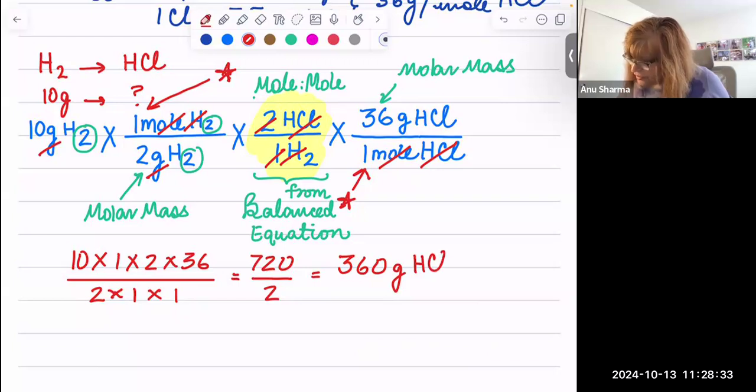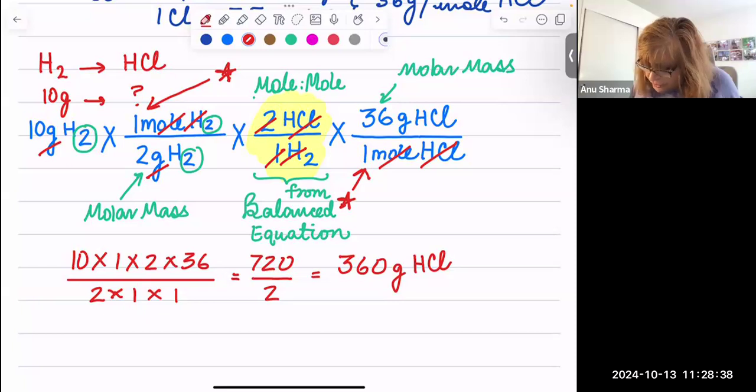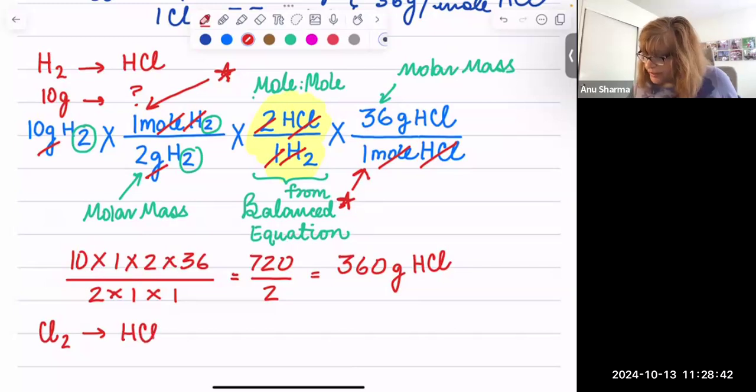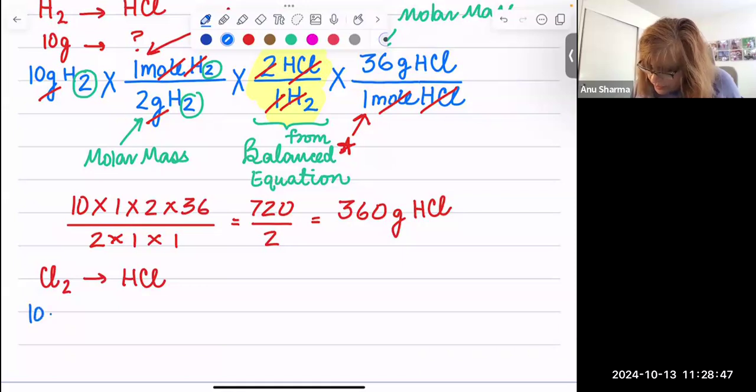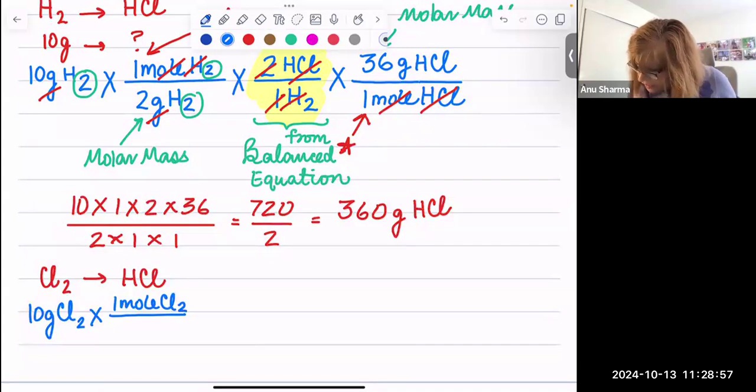HCl will be produced when 10 grams of hydrogen is used. Now let's compare the Cl2 to HCl. How much of that will be allowed? So same story: 10 grams Cl2, first convert to moles, 1 mole of Cl2, divide that by 70 grams of Cl2, then the mole to mole ratio, 2 moles of HCl.